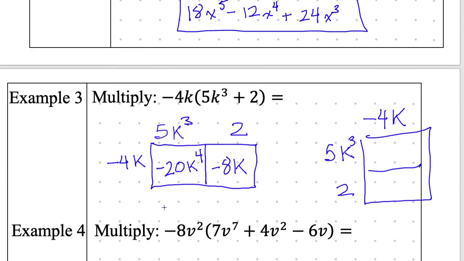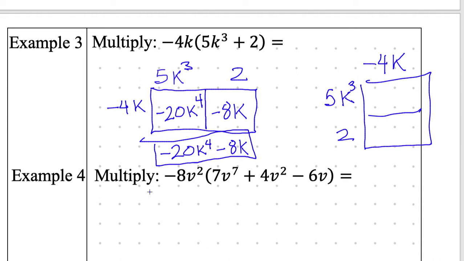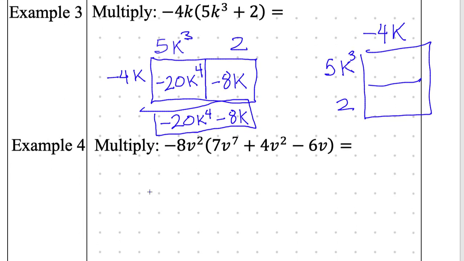You just add those together, so I get negative 20k to the power of 4 minus 8k. Done. Box it. Which is funny because the other one is box 2. What you are about to do now, if there are no more questions, is you will set up your area model for example 4 and multiply them out. Are there any questions before we work on example number 4?